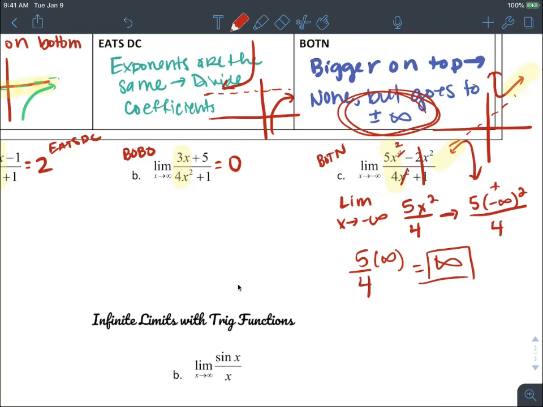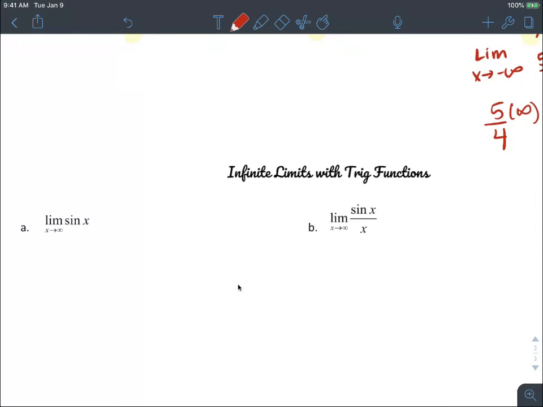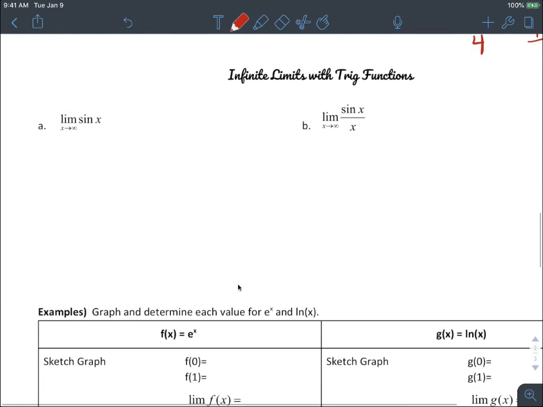Okay, Bobo, all the y values go to 0. Each DC, the y values go to some value where you divide the coefficients to get that value. All right, so here's some extra tricky ones.